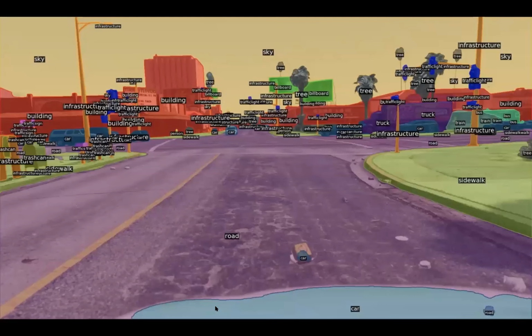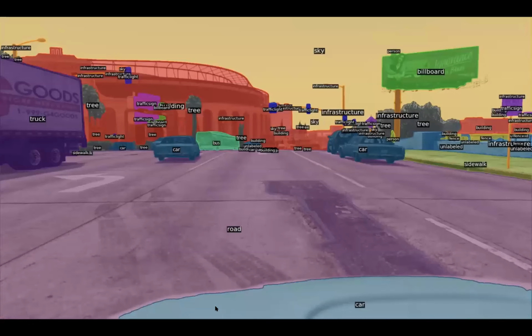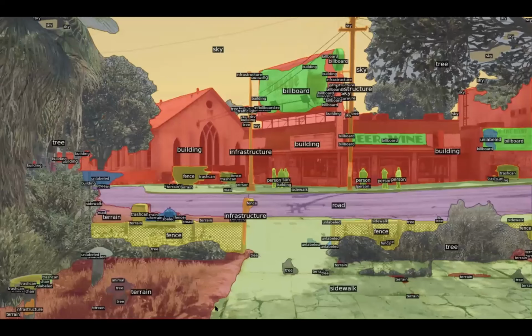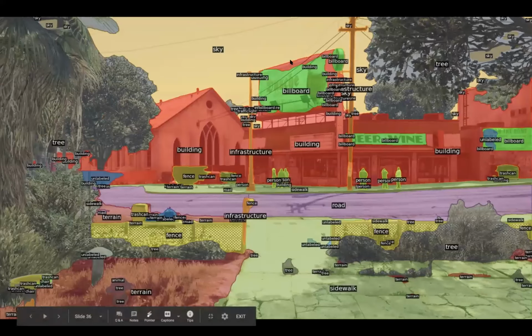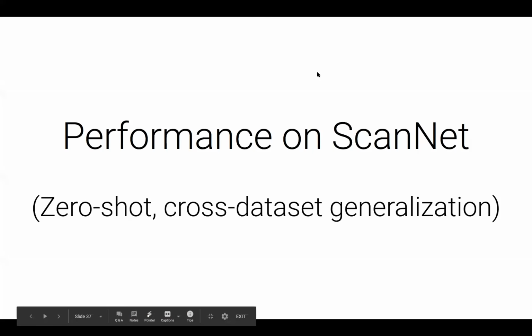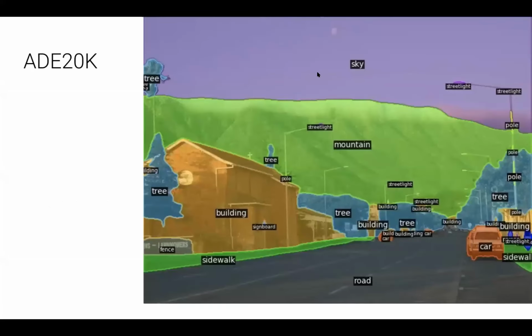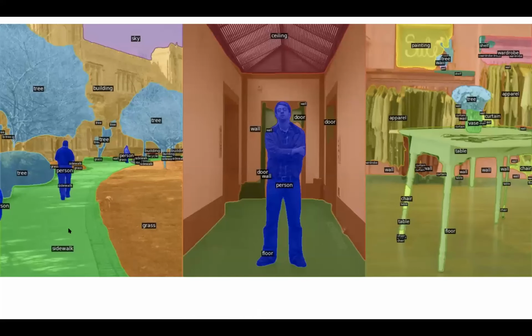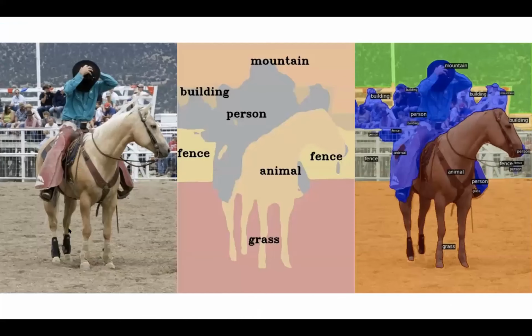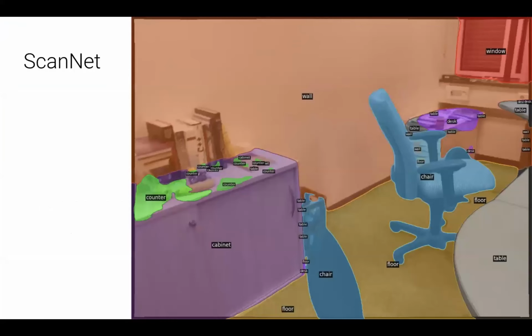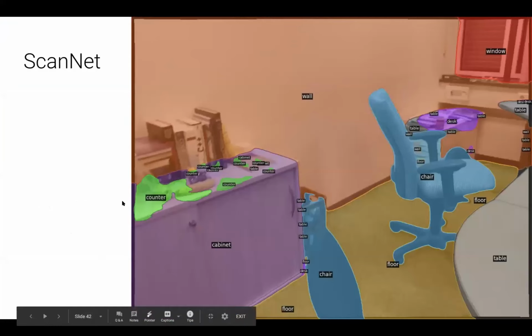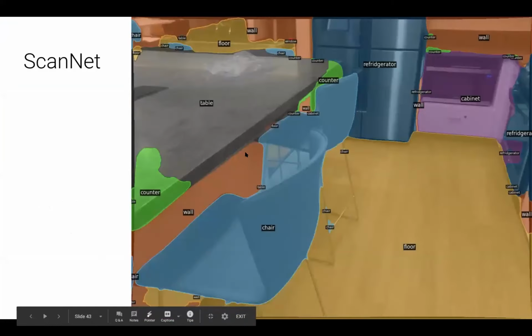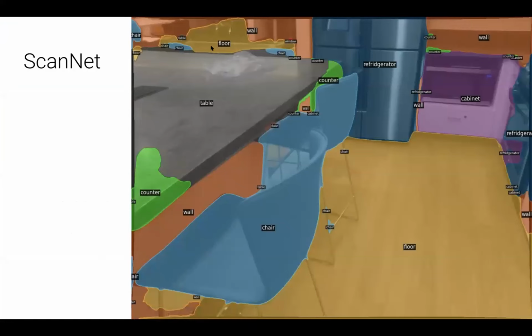On Viper as well, here are a few results in the synthetic Grand Theft Auto world. The boundaries of the billboard are a bit difficult for us. And here's 8020K. It's little low resolution images, a few qualitative results. And then on ScanNet, we're not perfect as well. We saw a counter here where we shouldn't have, and we thought that this counter was a table.